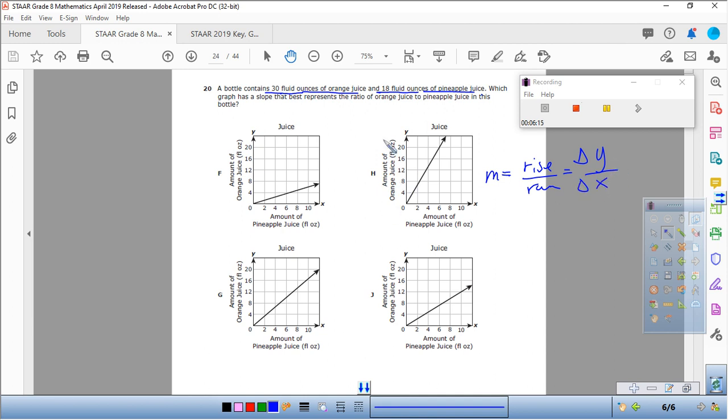So my y-axis, what's this one? Orange juice. You see the orange juice? So we're going to go with orange juice, how much? 30. So 30 over 18. On your calculators, can y'all simplify that real quick? Divided by 6? 5 over 3? So then let's look for that coordinate, 5 over 3.